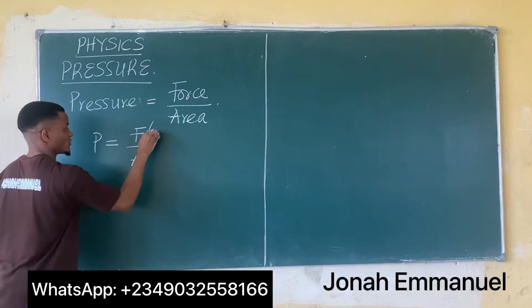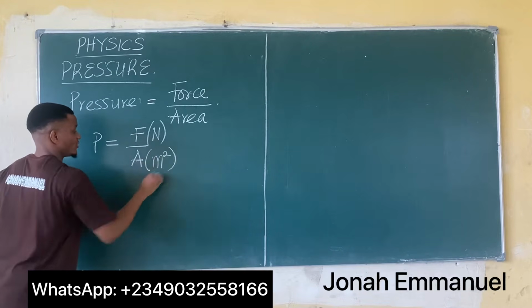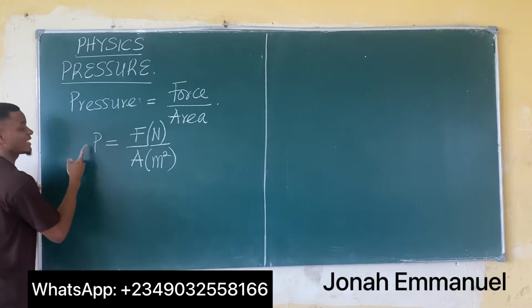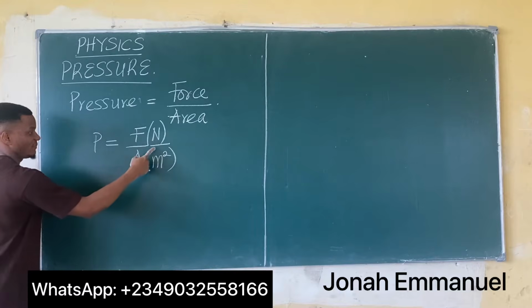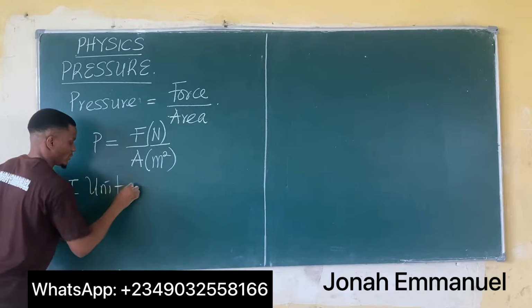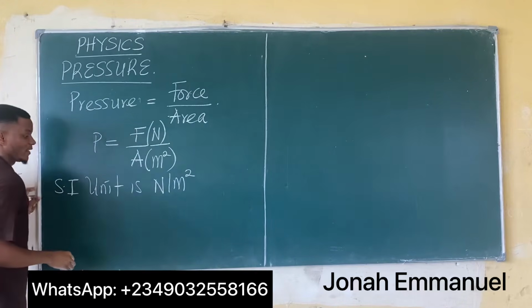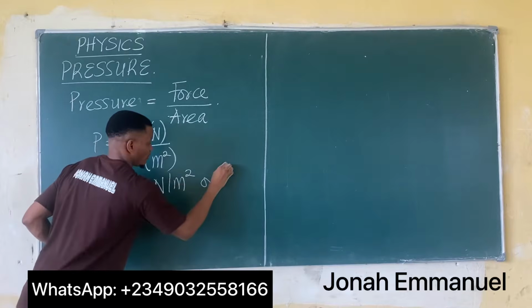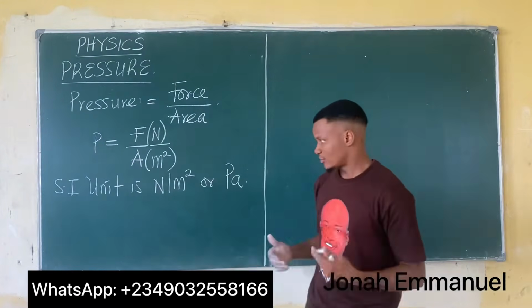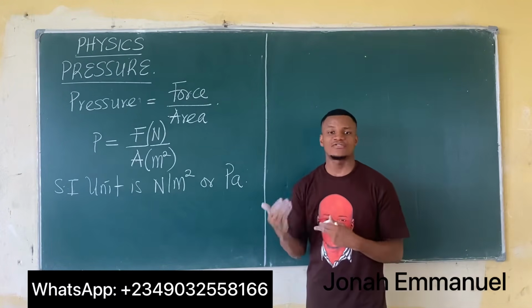Of course, force is measured in Newton and area is measured basically in meter squared. So hence, the SI unit for pressure is Newton per meter squared, or Pascal. Alright, so these are my SI units for pressure. Alright, so aside from this, there are other units for pressure.